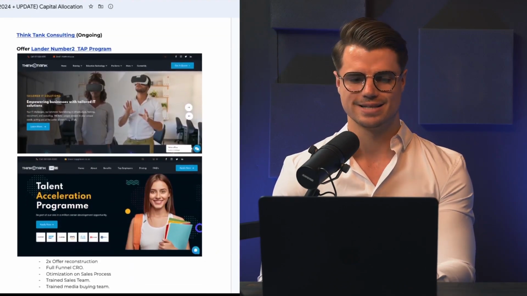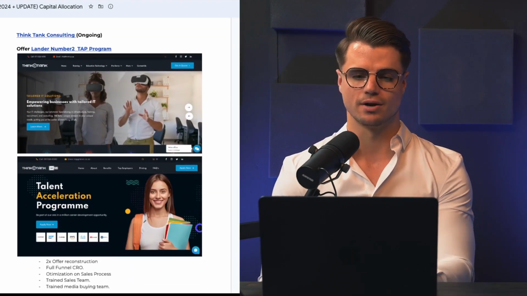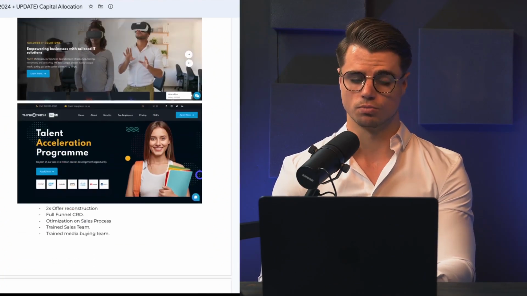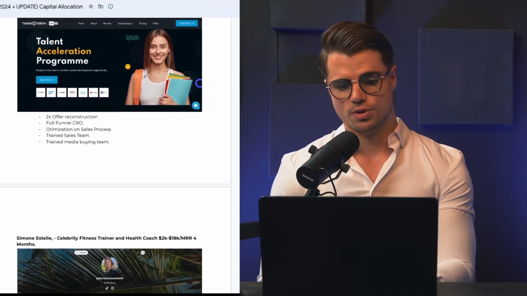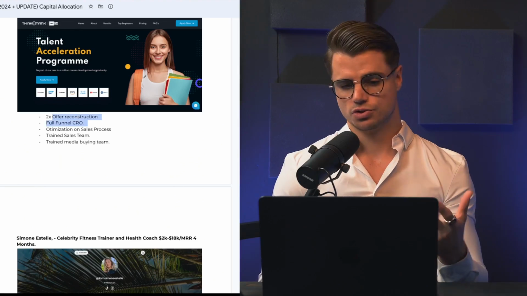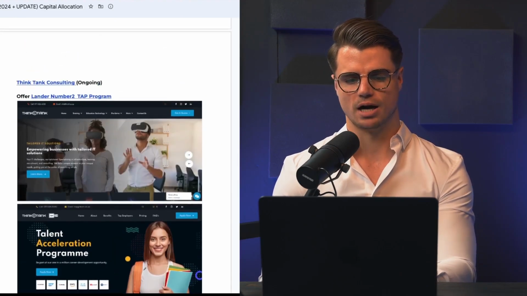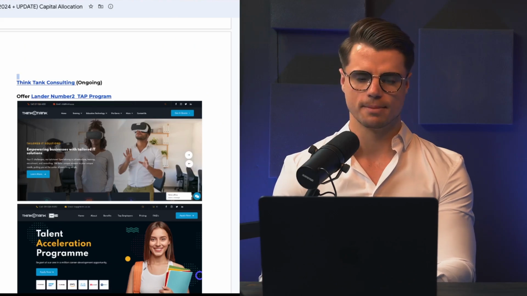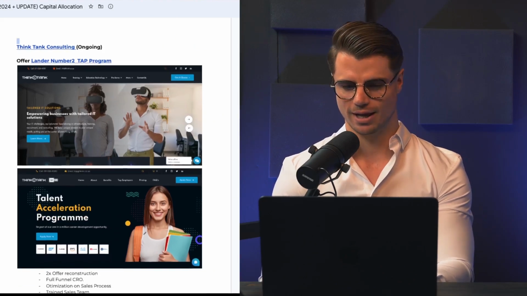Then we're going to look at Think Tank. It's also still an ongoing project. They're an IT company, and let's just actually go through this. So there were two offers, basically we reconstructed two offers. One was called the TAP. You guys can maybe go and check out the TAP program here, a talent acceleration program. And then they had their main Think Tank page.